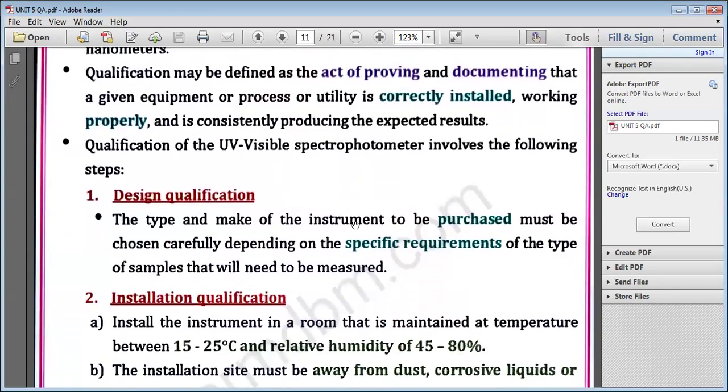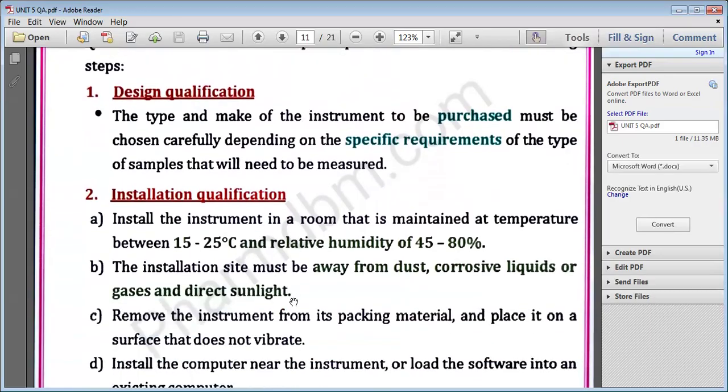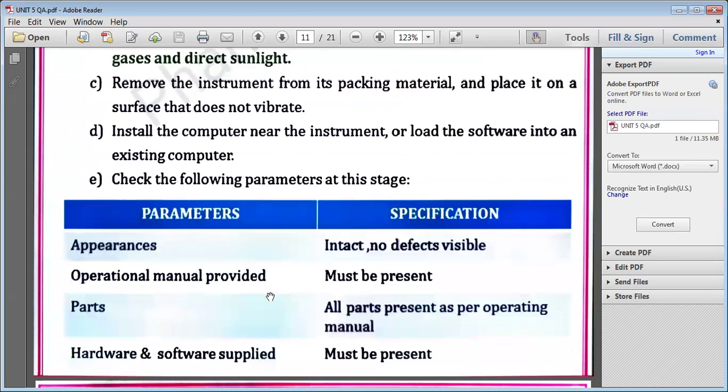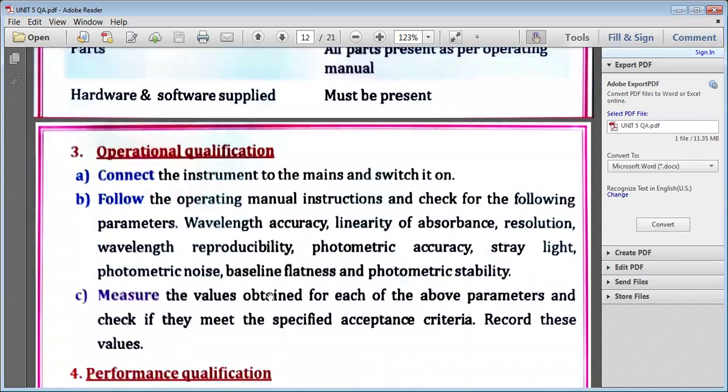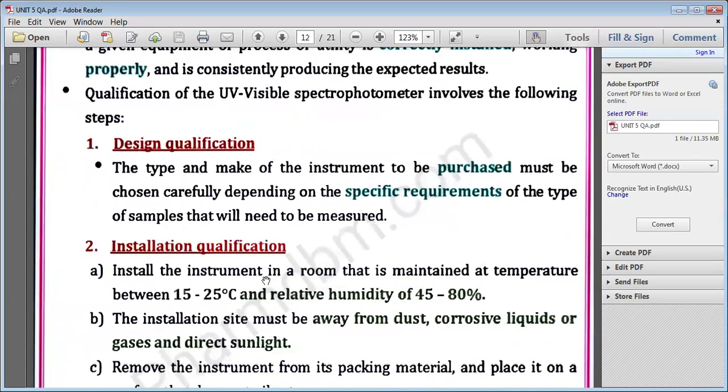So qualification of the UV visible spectrophotometer involves various steps. What are the four steps? One is design qualification, second is installation qualification, third is operation qualification, and fourth is performance qualification. So what is meant by design qualification?